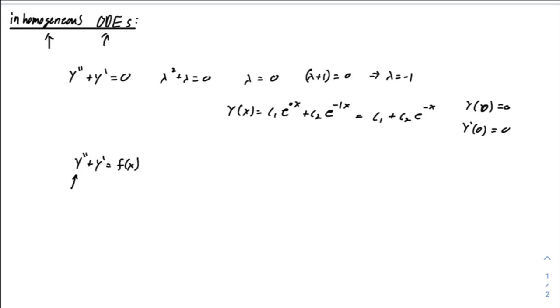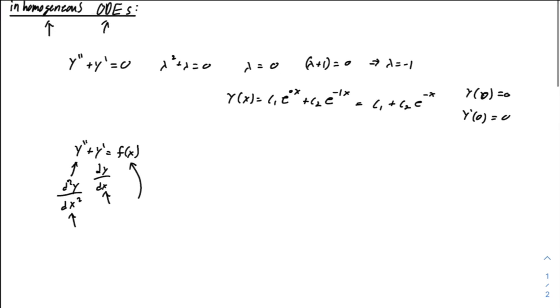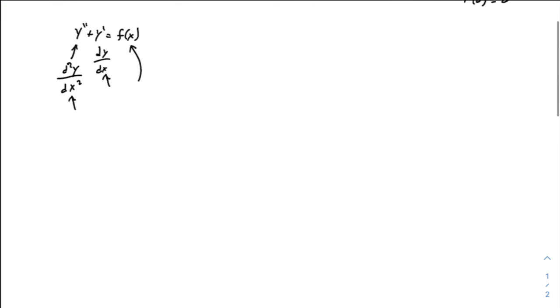So for instance, these y double primes are actually d squared y over dx squared. So I'm differentiating with respect to x, right? And then this one is dy over dx. So again, differentiating with respect to x. And then on this side, we're going to have some function of x as something called a forcing term is what it's usually called.